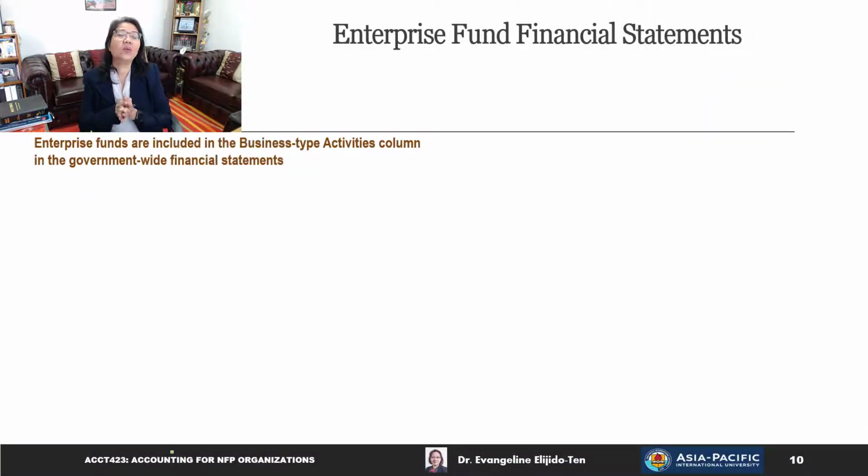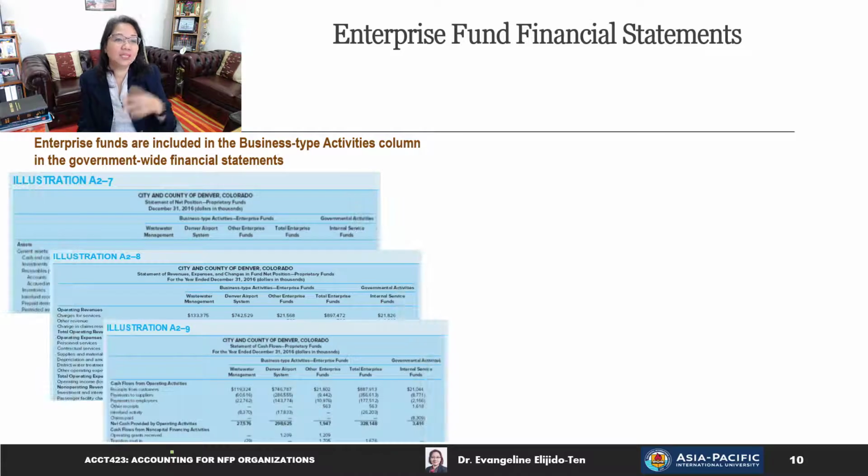Okay, so now we will be looking at the enterprise funds column in the government-wide financial statements. You have seen this earlier in part A of this lecture, and so you can see that in illustration A2-7, A2-8, and A2-9, this is the example or the extract of the statement of net position, proprietary funds, statement of revenues, expenses, and changes in fund net position, proprietary funds, and the statement of cash flows, proprietary funds.